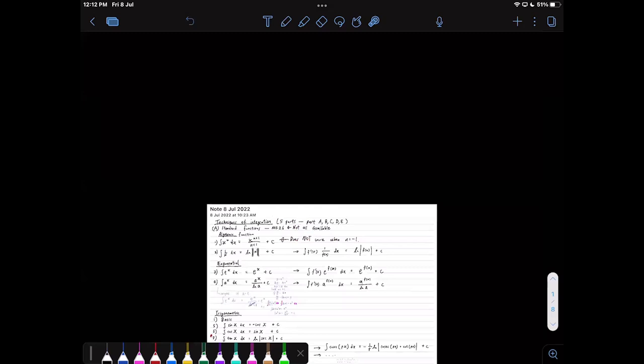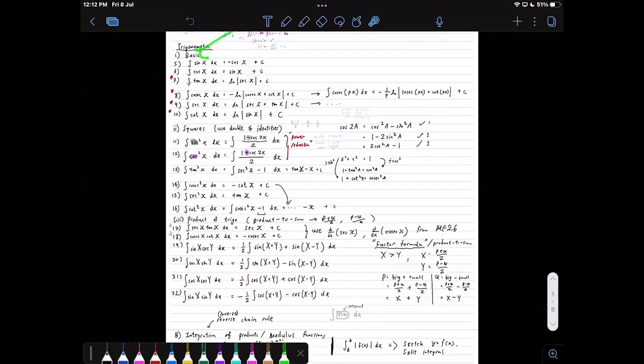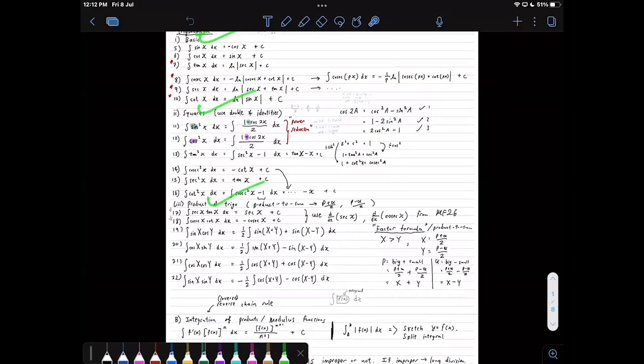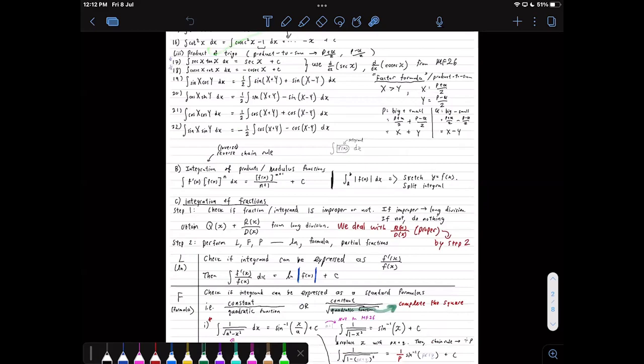Again, recap, we have 5 parts, A, B, C, D, E. Part A is standard functions: algebraic, exponential, trigonometric. Trigonometric has 3 parts: the basic, the squares, and then the product of trigo. 22 formulas in total. Some of them are in MF26, some are not.